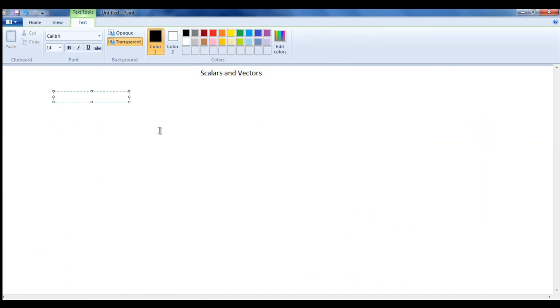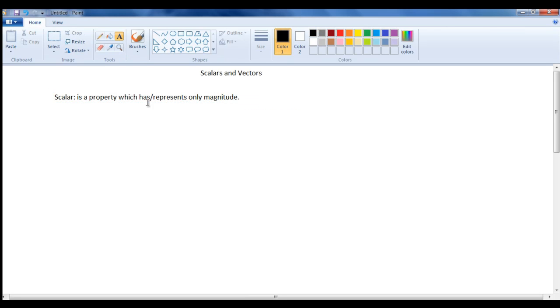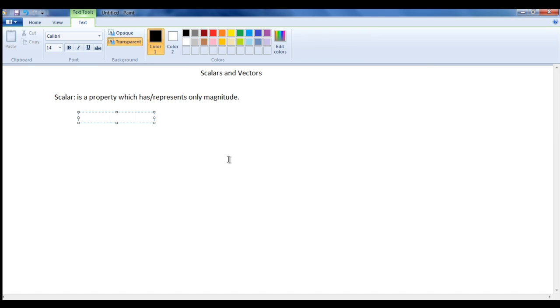Now let's start. A scalar is a property which represents only magnitude. Magnitude means you can think of it like a number, a single number. Let us take some examples so that you can understand.